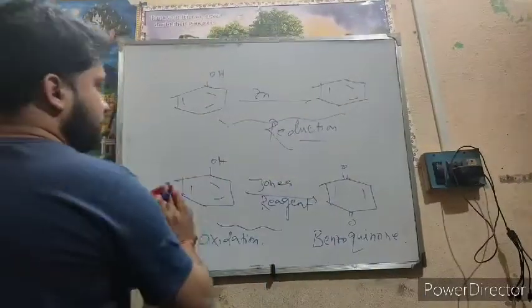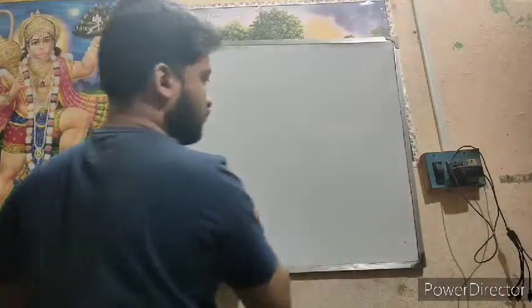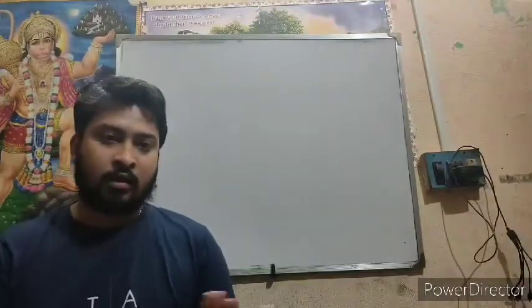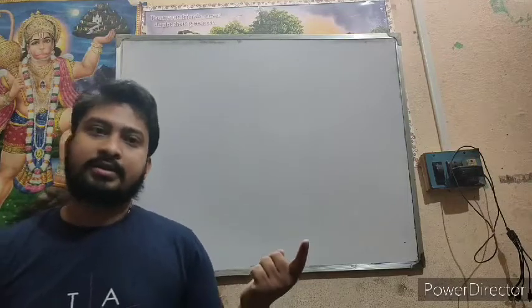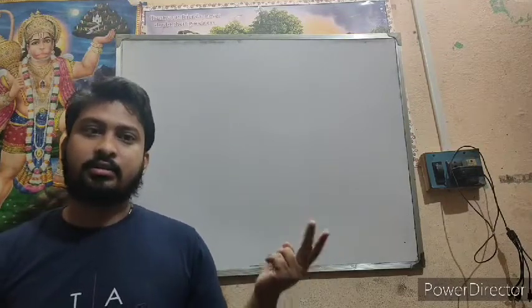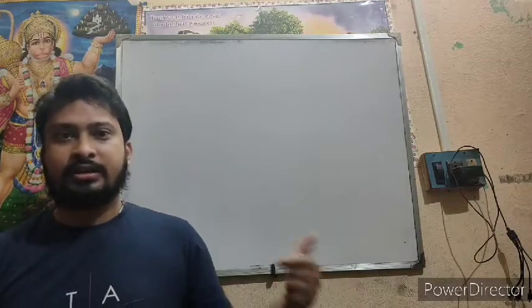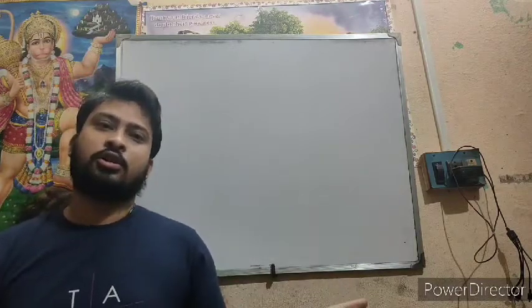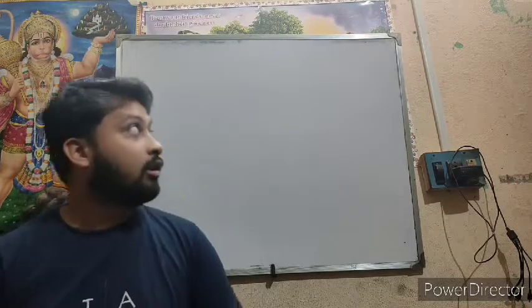Firstly, we saw these chemical reactions: one is the Kolbe reaction, another is the Reimer-Tiemann reaction, another is nitration, then sulfonation, then halogenation, then reduction, then oxidation. Those are the simple chemical reactions of phenol.